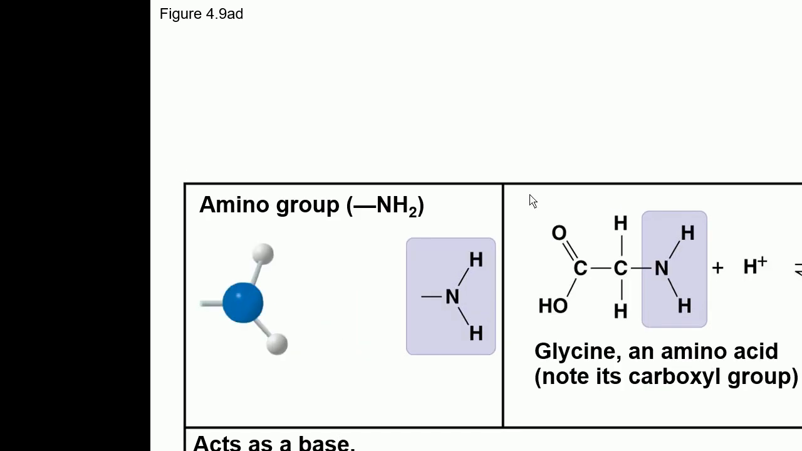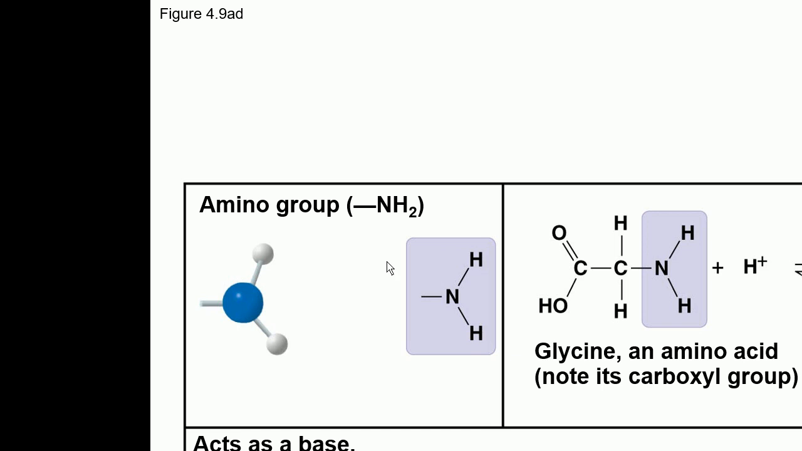The next group is the amino group. This amino group can accept protons, so this is a basic group. It acts as a base because this NH2 group can accept protons.